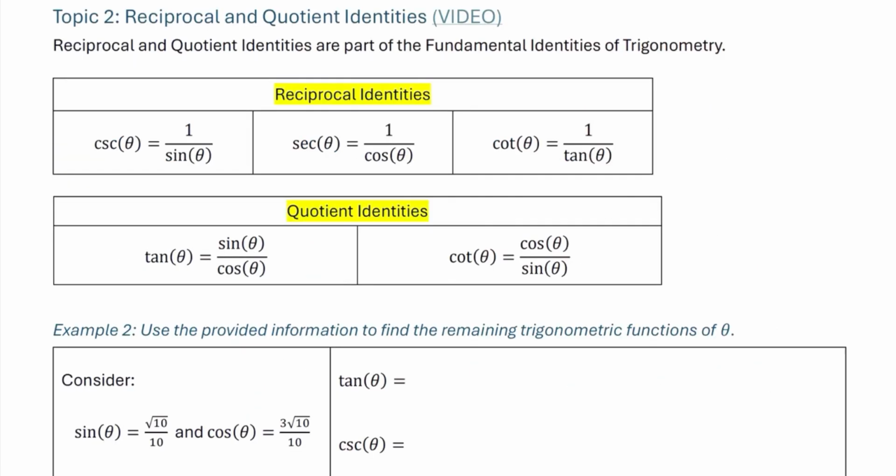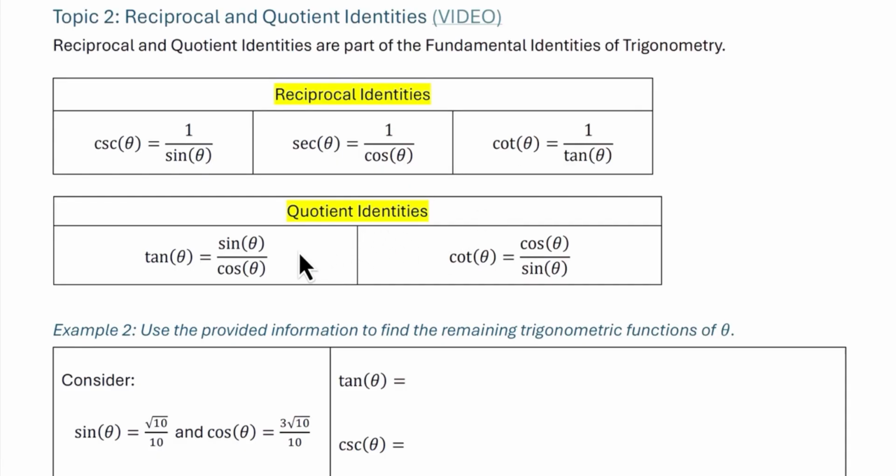In this topic, we'll introduce 2 new identities, reciprocal and quotient identities. Earlier, we noted that cosecant theta is the reciprocal of sine theta. So we can write cosecant theta as 1 divided by sine theta. Similar to that, secant theta we can write as 1 divided by cosine theta. And cotangent theta we can write as 1 divided by tangent theta. These are known as the reciprocal identities.